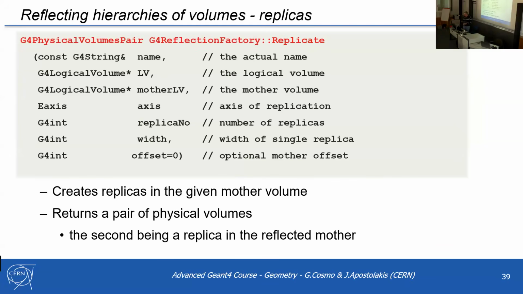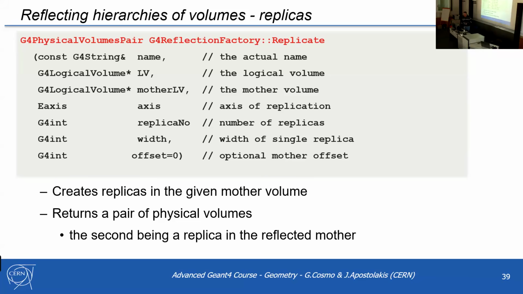The other is Replicate, which is similar to the other one, but it applies to replicas. So in that case, you pass as logical volume the one that contains the replica and does the replication. But in general, you don't need to call this. Just the first one is important because it will apply this automatically in case a replica is part of your hierarchy.